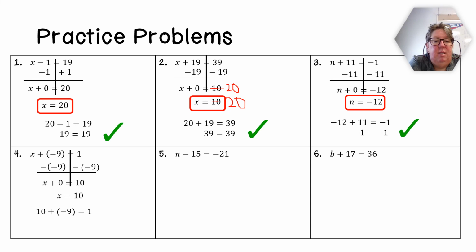We plug it back in. 10 plus a negative 9 is 1. 1 is 1. That is true. So x equals 10 is our solution. I hope these are going well for you guys.